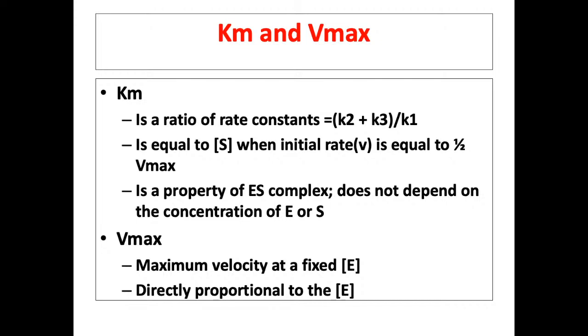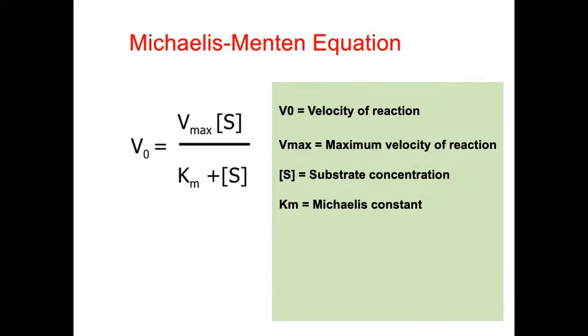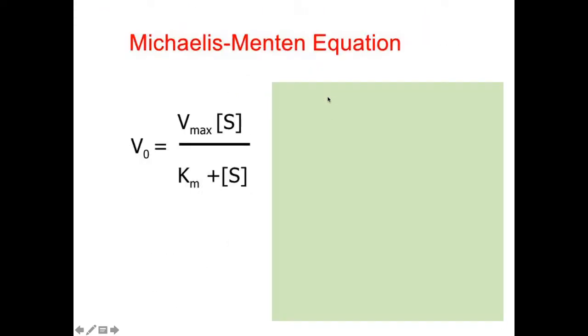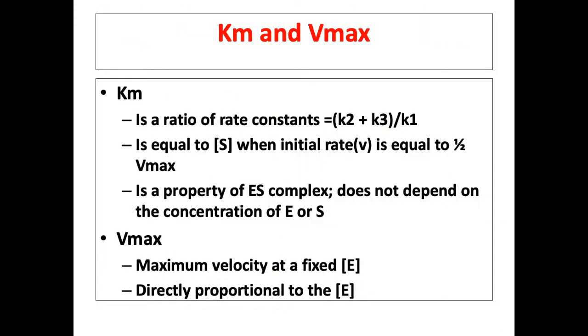Then Km and Vmax. Km is a ratio of rate constants, that is K2 plus K3 divided by K1, right? That we have discussed in the previous one. In the Michaelis-Menten scheme, this is K1, this is K2 and this is K3. So it's a ratio of K2 plus K3 divided by K1, and it is equivalent to the substrate concentration when the initial rate is equivalent to half Vmax. It's a property of the ES complex which does not depend on the concentration of E or S.